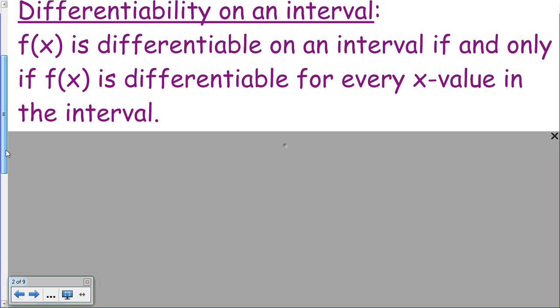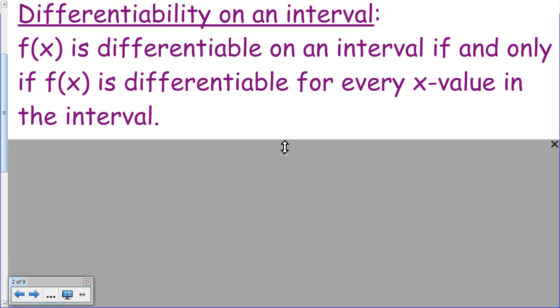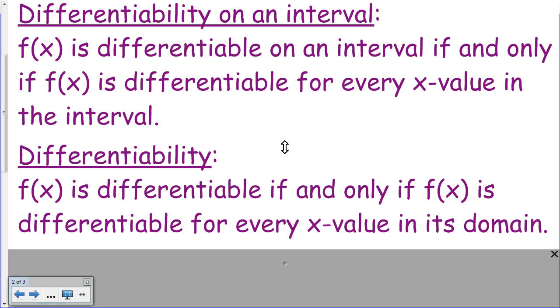And finally, the last definition here is just talking about an entire function. As far as differentiability is concerned, f of x is differentiable if and only if f of x is differentiable for every x value in its domain. In other words, you have to be able to find the derivative and plug in a point for every single point in its domain in order to be differentiable.